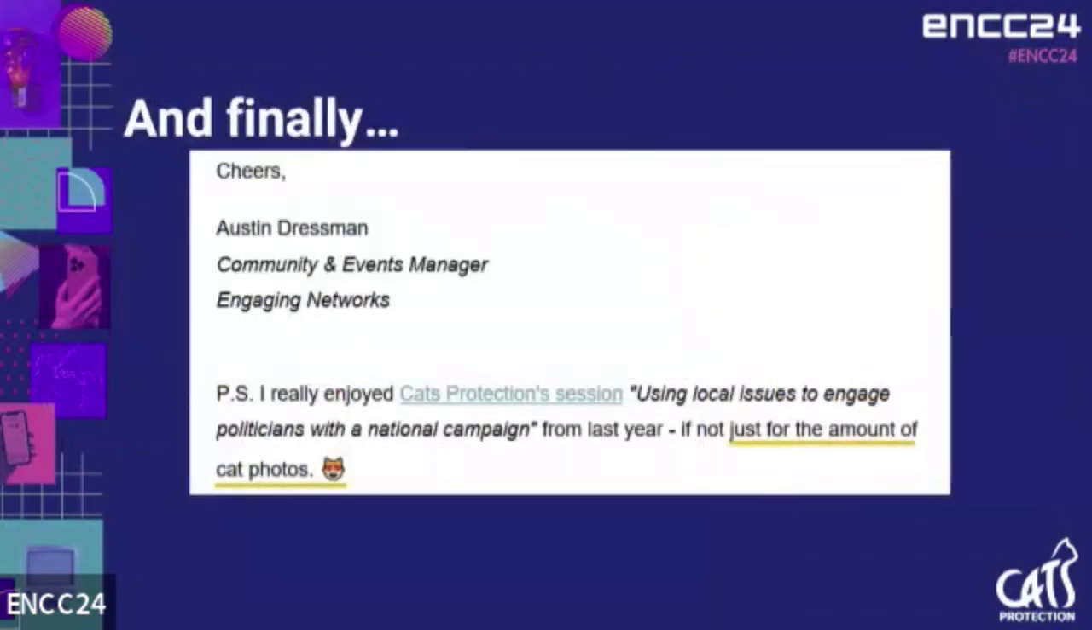However, I did want to flag this email that Austin sent while we were planning this presentation about last year's ones, which we got to mention in the PS, which is really nice. Thanks, Austin. But obviously, my eyes were drawn to that bit I've underlined there. It was just for the amount of cat photos. And we were quite conscious we haven't included many cat photos.